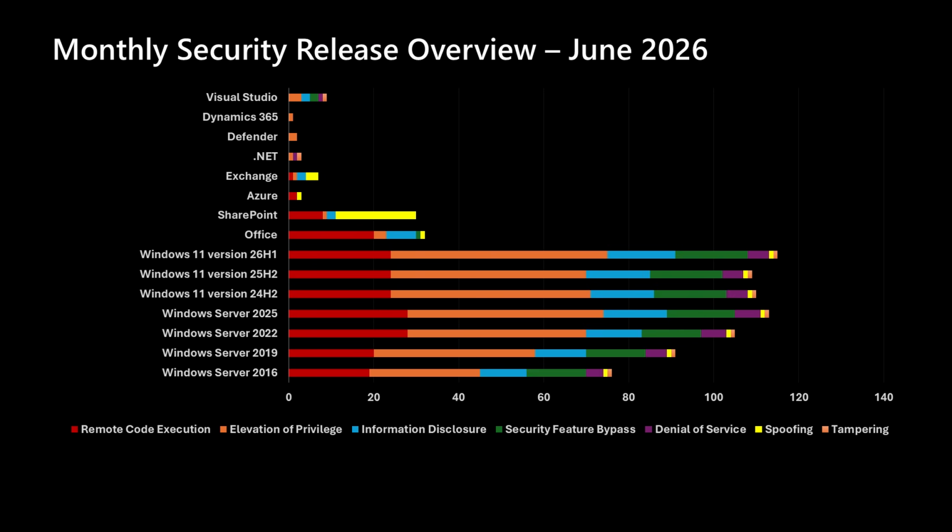As we move up the chart, we get into Office and SharePoint with a handful of vulnerabilities that are being fixed this month with updates to those products. Azure has a handful of vulnerabilities that have updates as well. Exchange has a handful of vulnerabilities this month that are addressed with updates. Developer tools such as .NET and Visual Studio have updates to address some vulnerabilities. Defender has a couple of vulnerabilities that are being addressed this month. And rounding it all out, Dynamics 365 has an update this month to address a vulnerability.